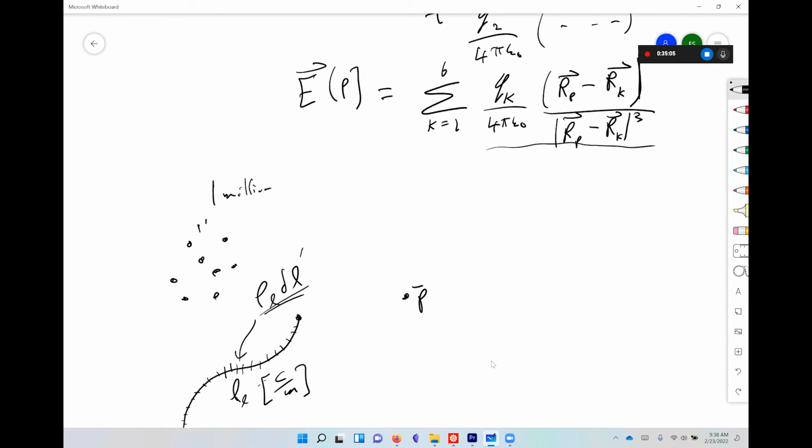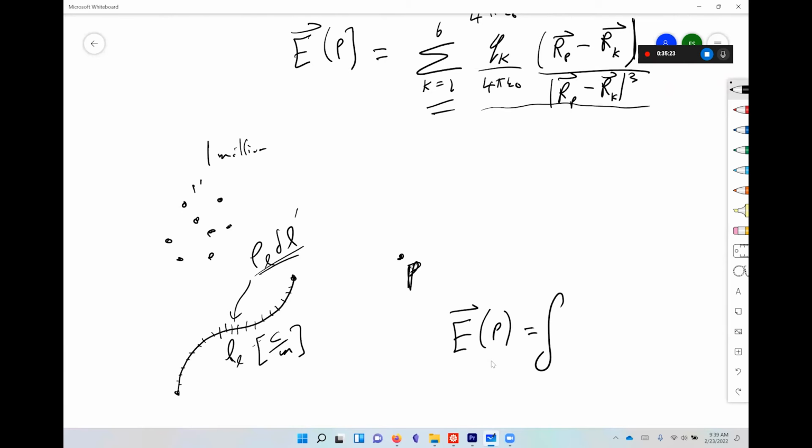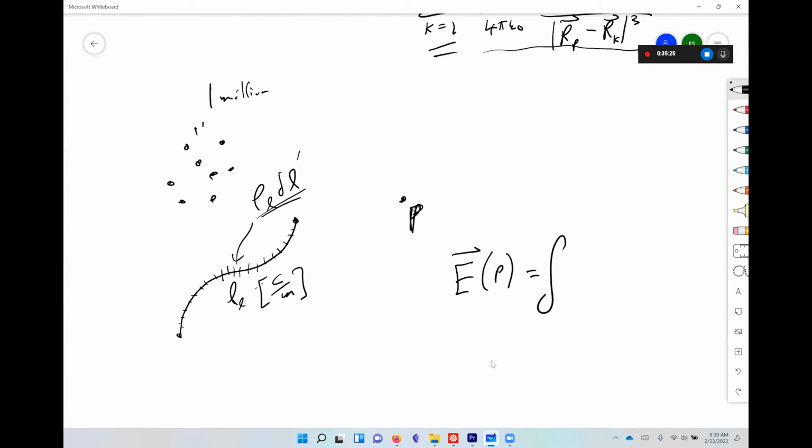So E at P, this is point P. This sum here, because it has an infinite number of elements, turns into an integral. So E at P is going to be the integral. Let's call this the origin, and then I have the position vector of the segment here. So this is R, I don't know what to call it.